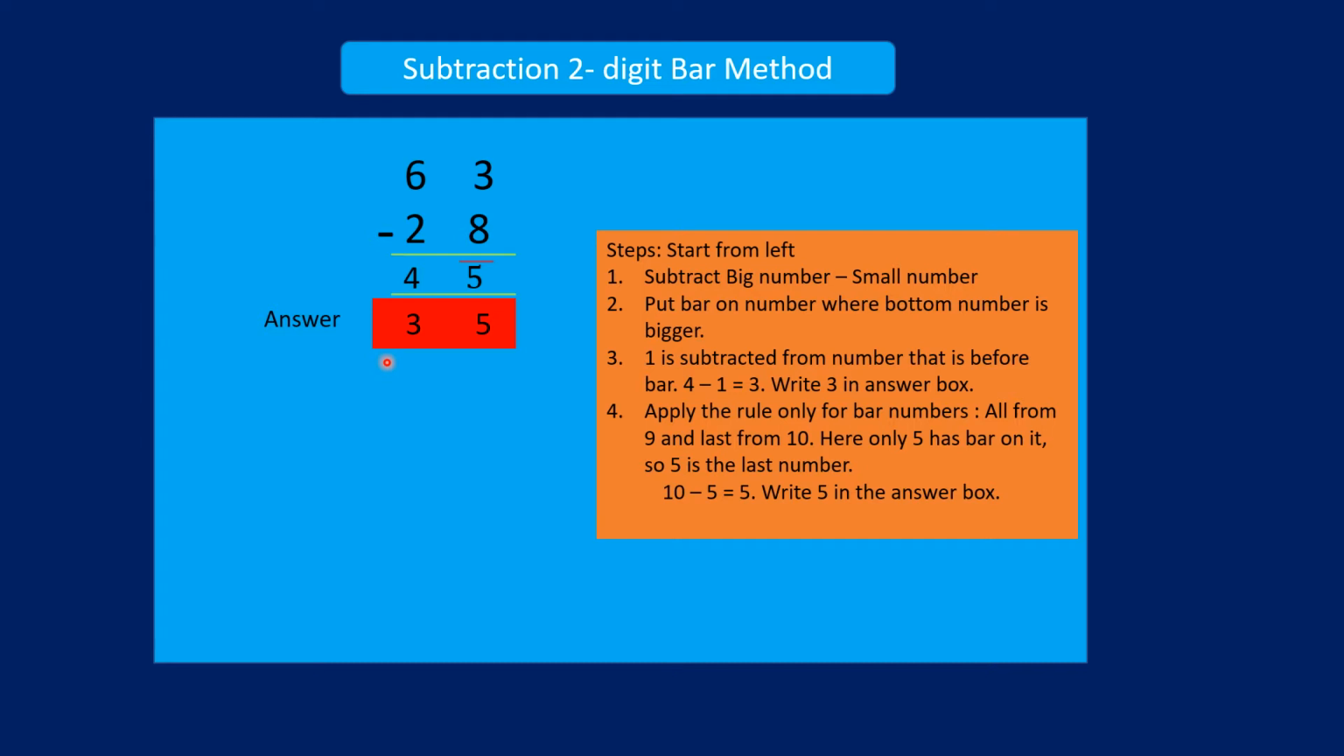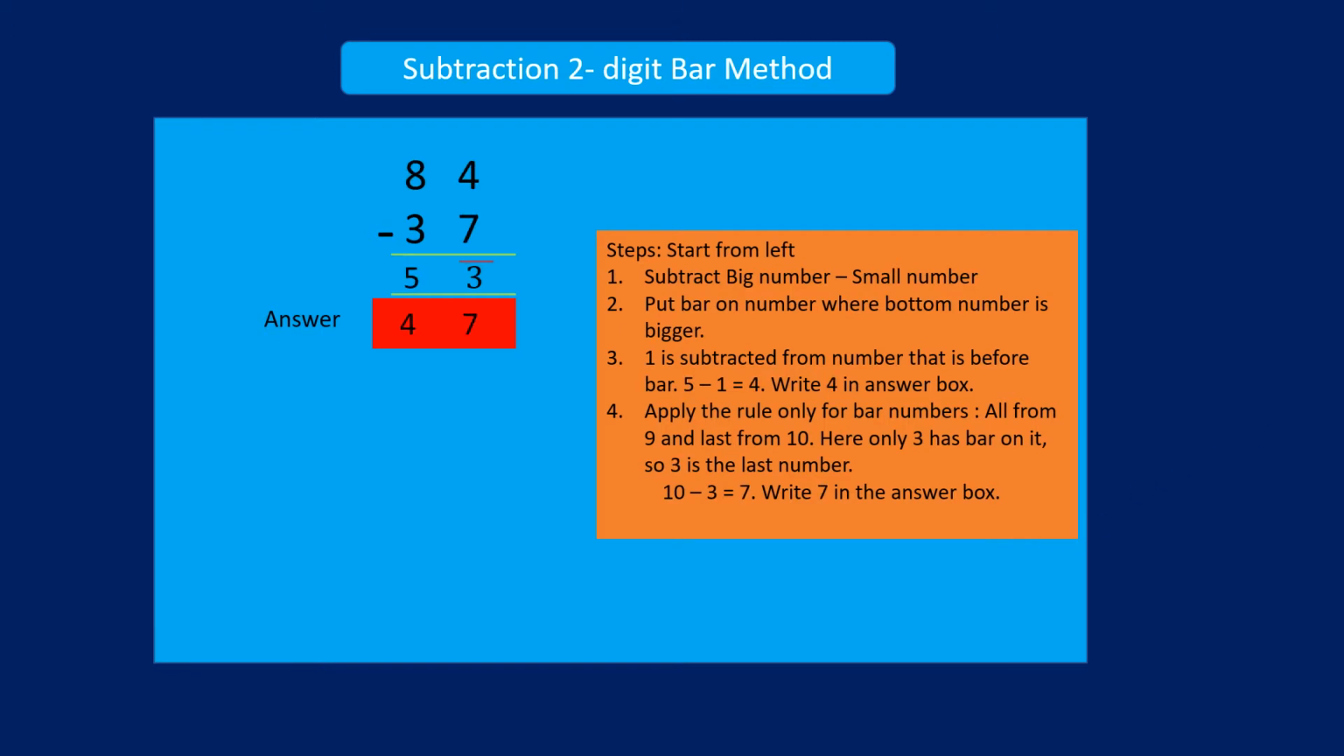And for bar numbers, we apply the rule: all from 9 and last from 10. Here only 5 has a bar on it, so we consider 5 as our last number. 10 minus 5 is 5, so we write 5 in the answer box. We will take another example.